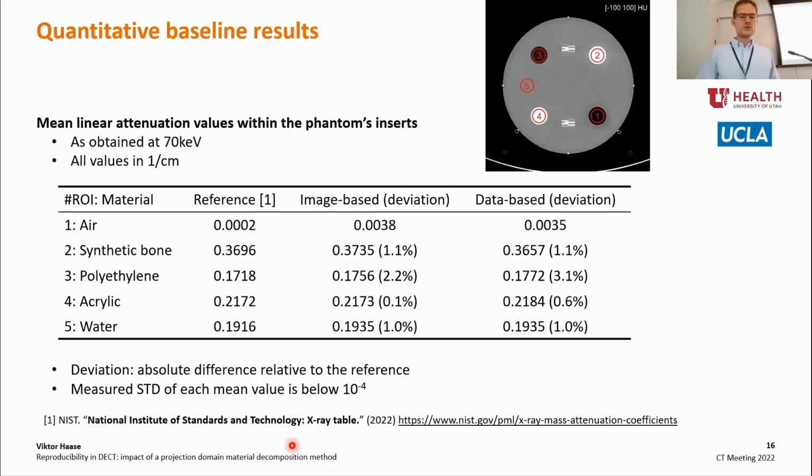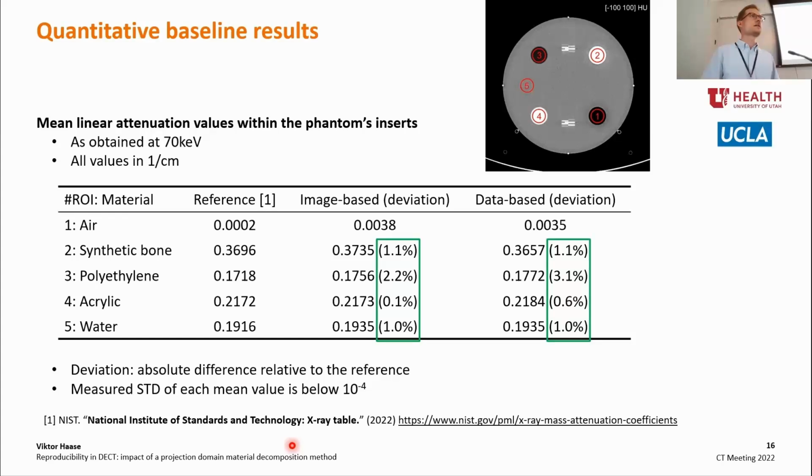Okay, to show you that both approaches are implemented in a correct way, or how exact they are, I have here quantitative measurements in physical units for the 5 materials. You can see that the deviations that we've measured, in absolute differences relative to the theoretically correct value for the linear attenuation coefficient of the specific materials, are always lower than 4%. So we feel good with those results.